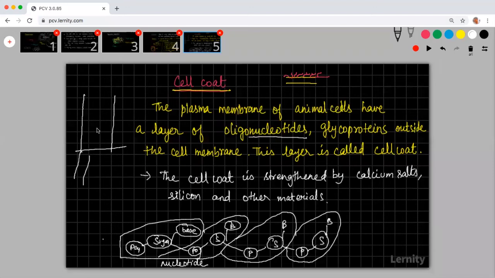Even in the plant, the central part is the xylem. Let us say that this is the xylem. Your water will be absorbed from here, and then it will enter into the xylem. Once it is entering into the xylem, it will move only through the xylem.